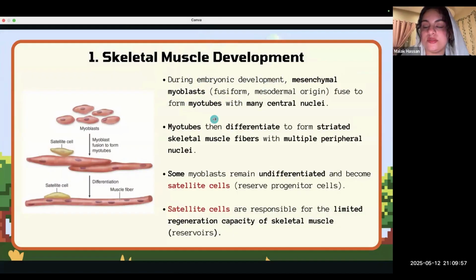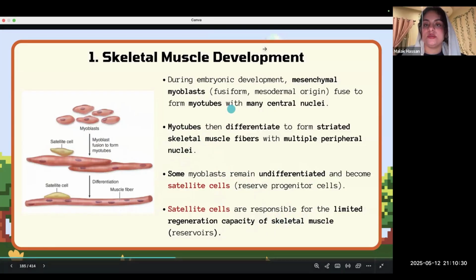Well, during embryonic development, mesenchymal myoblasts are going to come together and fuse, and they're going to form myotubules. These myotubules are going to have a lot of nuclei. Then the myotubes are going to differentiate to form striated skeletal muscles with the nuclei peripheral instead of central. Some of the myoblasts remain undifferentiated and become satellite cells, and these become reserve progenitor cells, and they are responsible for the limited regeneration capacity of skeletal muscle.